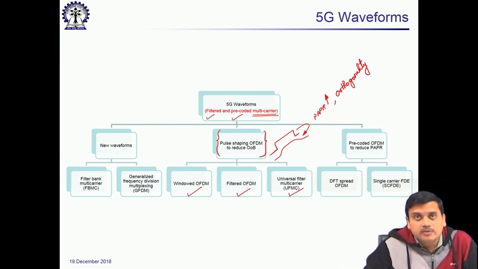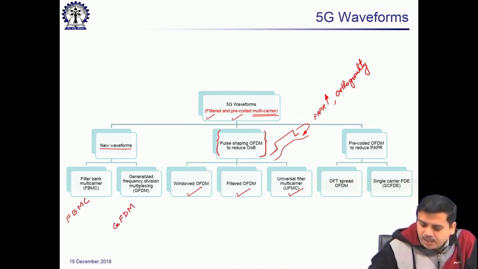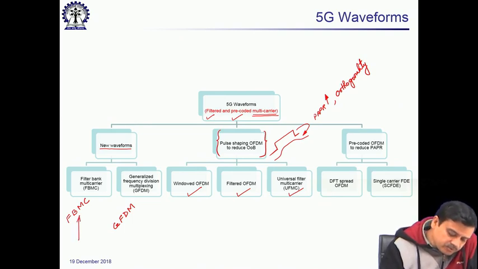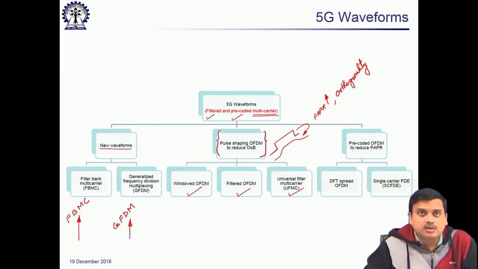Some other forms which are not just pulse shaped OFDM are new waveforms. Amongst the new waveforms, one is the filter bank multi-carrier, FBMC, then there is another one, generalized frequency division multiplexing, GFDM. These are the two waveforms people have been working upon. One set of people have been working on FBMC, another set on GFDM, to improve upon their raw baseline architecture and make them acceptable towards a practical transmission mechanism.